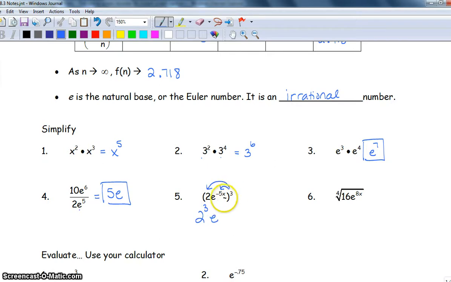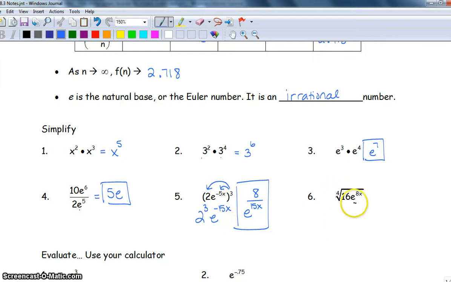A power to a power means I'm going to multiply that to get a negative 15x. We can't have negative exponents, so I've got 2 to the third on top, which is 8. And I move the e to the bottom, where that negative 15x becomes a positive 15x.